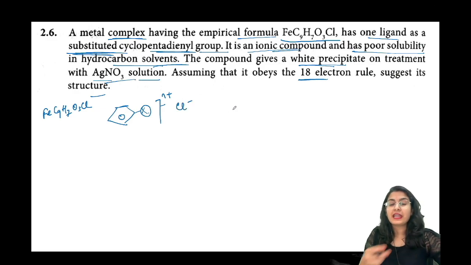Cl minus. Right, the Cl minus has to be outside. How many chlorine are there? Just one. So the charge should be just one, isn't it? Yeah, assuming it follows the 18 electron rule. Now how will we find out this 18 electron rule?